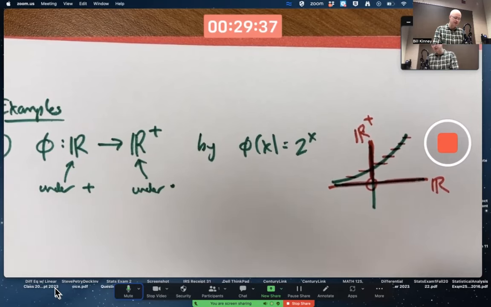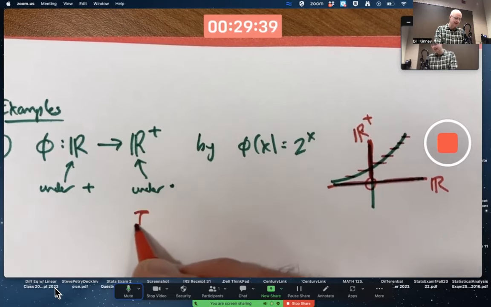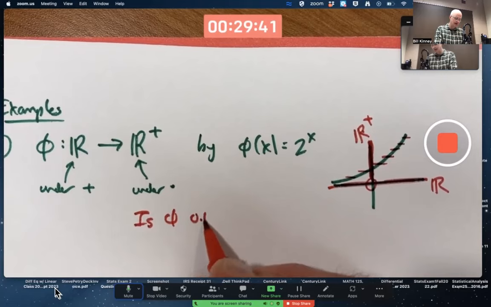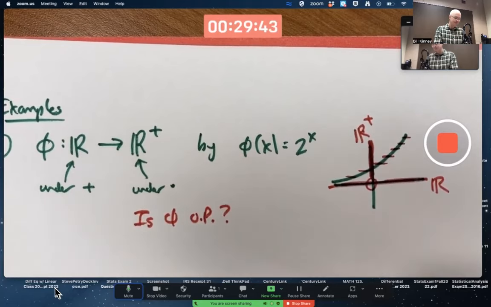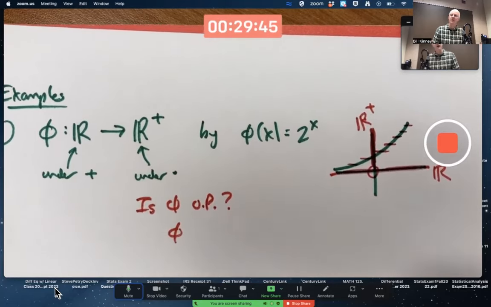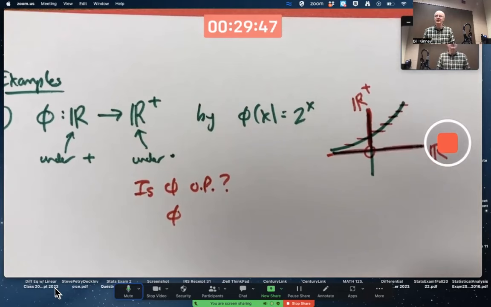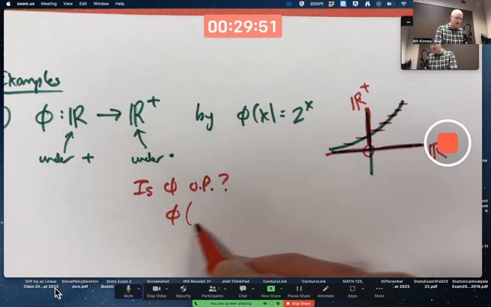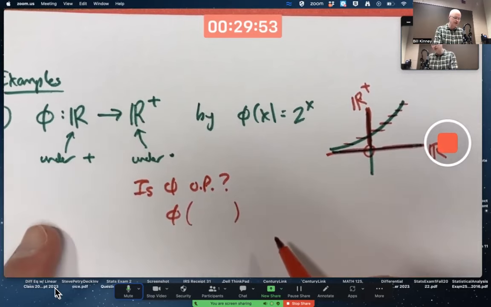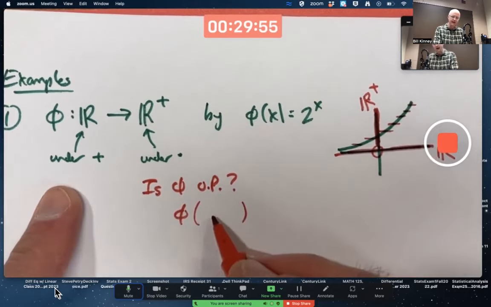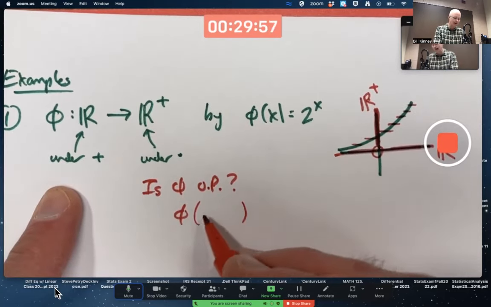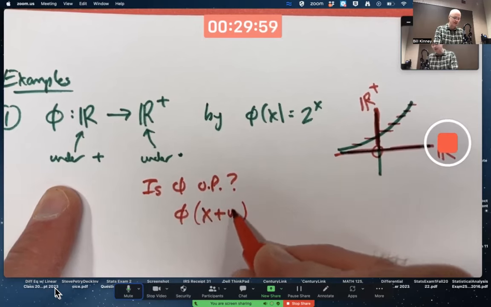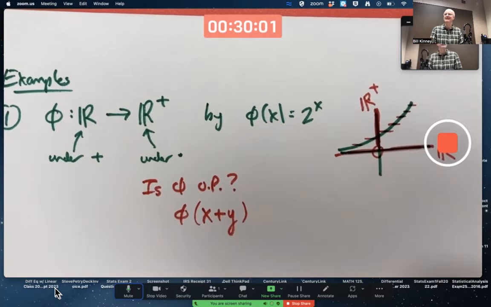Is it operation preserving? Is phi OP? You got to be really careful here. You got to realize what the group operations are. For the domain, the group operation is addition. So I do not write A times B here or X times Y. I write, say, X plus Y. The group operation is addition.